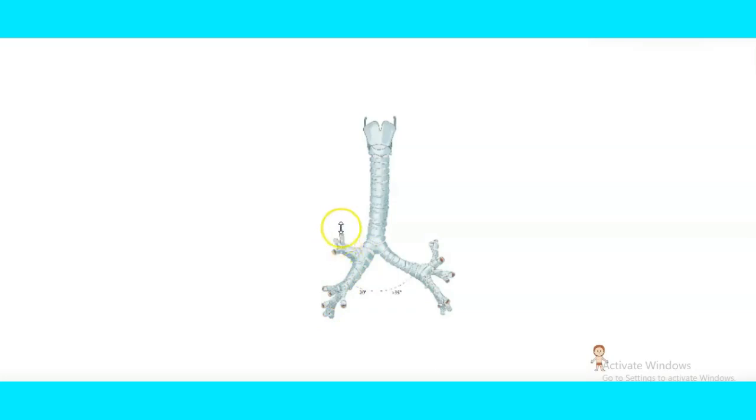This branch is called the apical branch, that will supply the apical segment. This is called the anterior branch, that will supply the anterior segment of the superior lobe, and this is called the posterior branch, which will supply the posterior segment of the superior lobe. Then you have this middle dividing into two. You have this other branch supplying the medial segment, and you have this branch supplying the lateral segment.